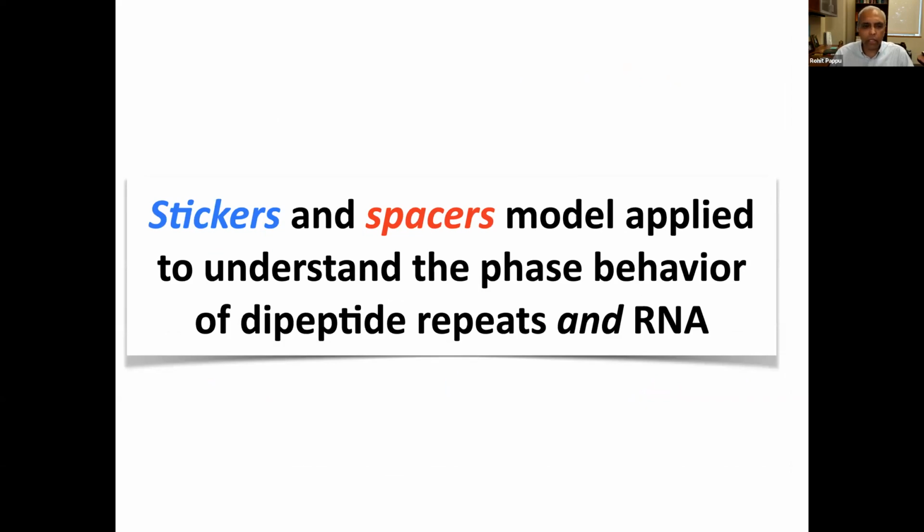So let's start with our stickers and spacers model. How might this be applied to describe the phase behavior of RNA molecules with their protein counterparts? To keep life simple, understandable, and potentially relevant, we'll focus on dipeptide repeats, which many of you are aware of as being quite important in the context of C9orf72 repeat expansion disorders, and particularly in the context of ALS, where seemingly toxic dipeptide repeats are generated by these repeat expansions, and they interact in ways that they're not supposed to with RNA.